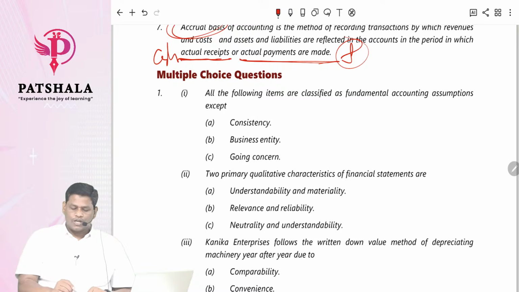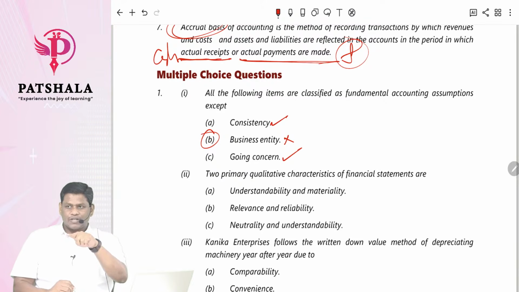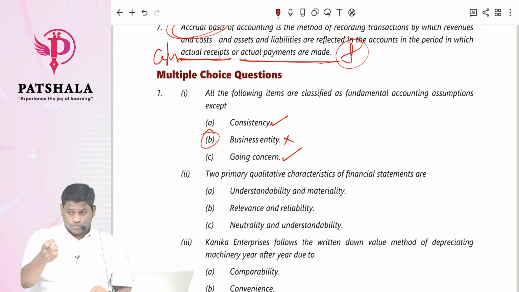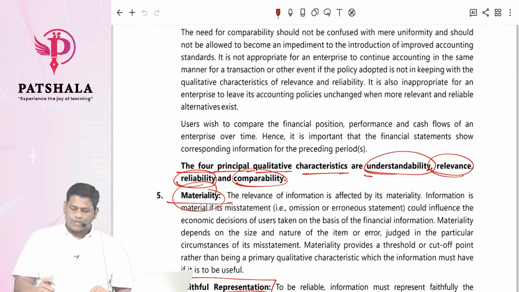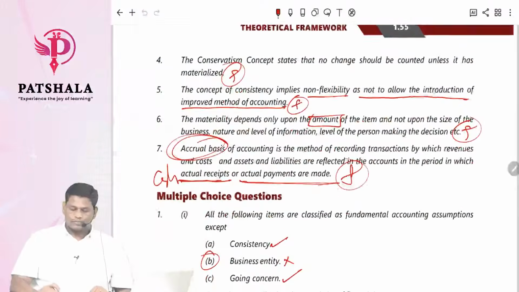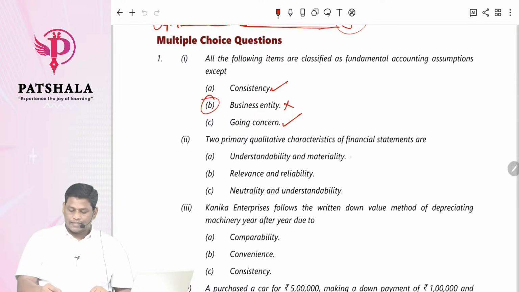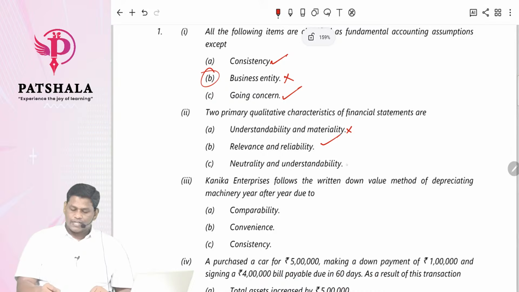Some multiple choice questions. All the following items are classified as fundamental accounting assumptions except consistency, going concern. This is not, so this is the answer. Two primary qualitative characteristics are understandability and materiality, relevance and reliability, neutrality and understandability. The first four are the basic principles. What are those first four? We just discussed: understandability, relevance, reliability, comparability. Is the answer here? Understandability and materiality, no. Relevance and reliability, yes. Understandability and neutrality, no.